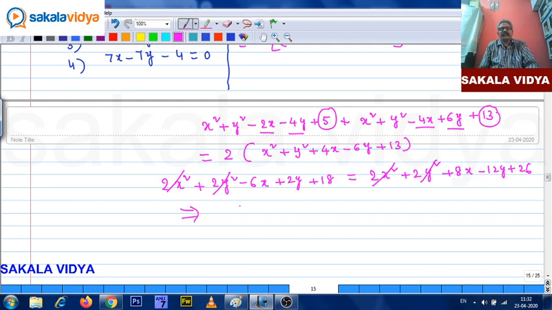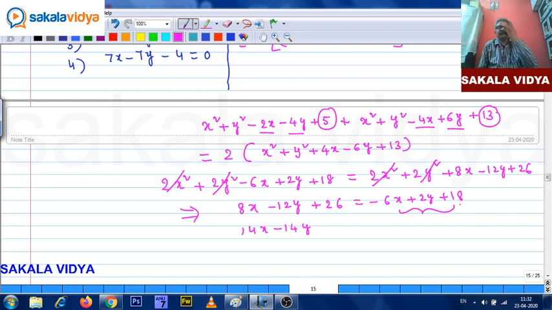So, now this can be rewritten like this: 8x minus 12y plus 26 equals to minus 6x plus 2y plus 18. Bring these three terms left hand side: 8x plus 6x, 14x, minus 14y, 26 minus 18 plus 8 equals to 0. Now, divide by 2 throughout. So, what do you get now? 7x minus 7y plus 4 equals to 0. This is the required locus.